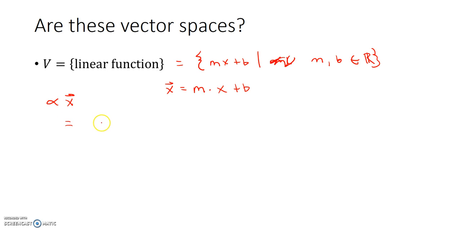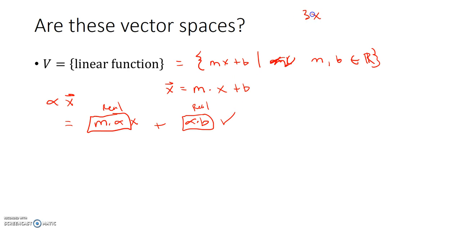Well, if I scale the linear function, I get m alpha x plus alpha b. Now, the argument we need to make is, is this still linear? Well, as long as m times alpha is a real number, which it is, because a real number times a real number is a real number, and alpha times b is also a real number. Therefore, if you scale a linear function, you get another linear function.